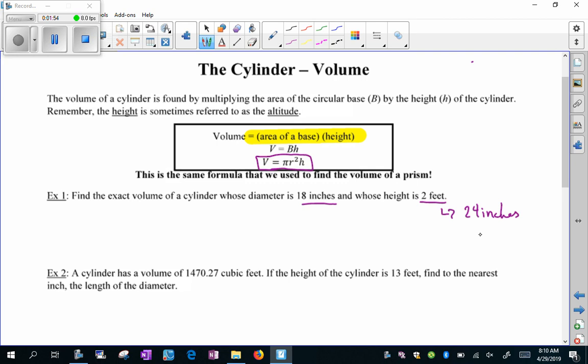So the first thing I'm going to do is, the diameter, which I'm writing down as my given, is 18 inches. Well, if I know the diameter is 18 inches, I know the radius is 9 inches. That's important, because the volume formula for a cylinder is volume equals pi r squared times the height. So my volume is going to be pi times 9 squared, and that's going to be times 24.